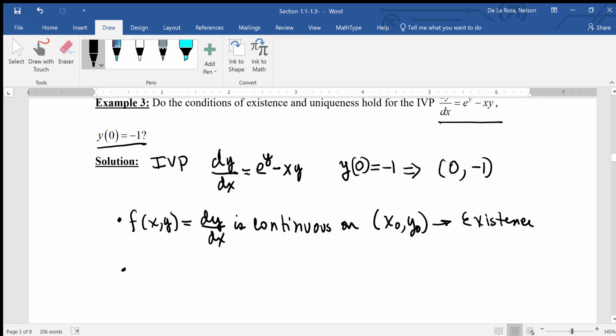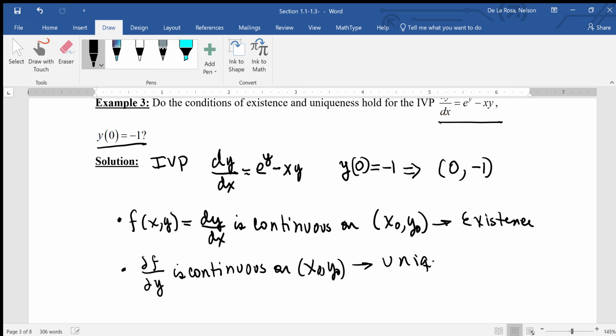The condition for uniqueness states that the partial derivative of f with respect to y is continuous on x sub 0, y sub 0. And this condition is known as uniqueness. Then we're going to determine if these conditions are met for our example.